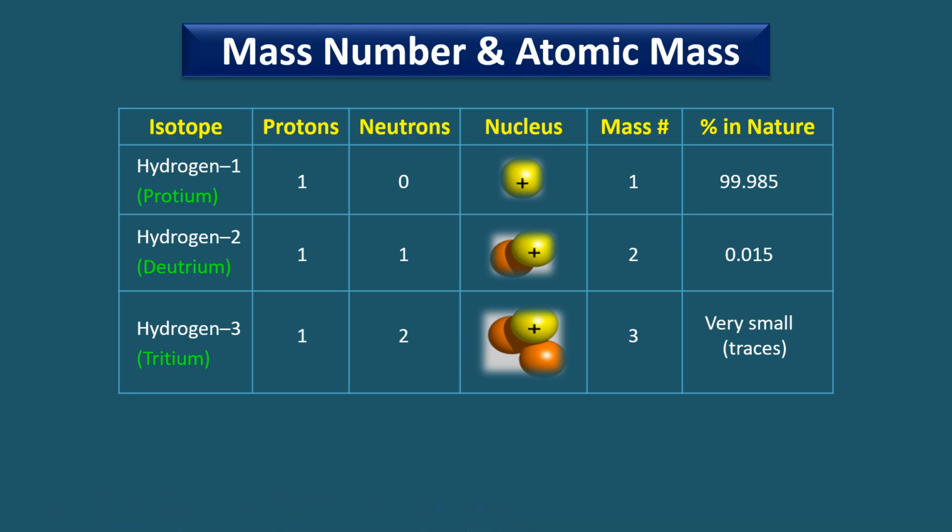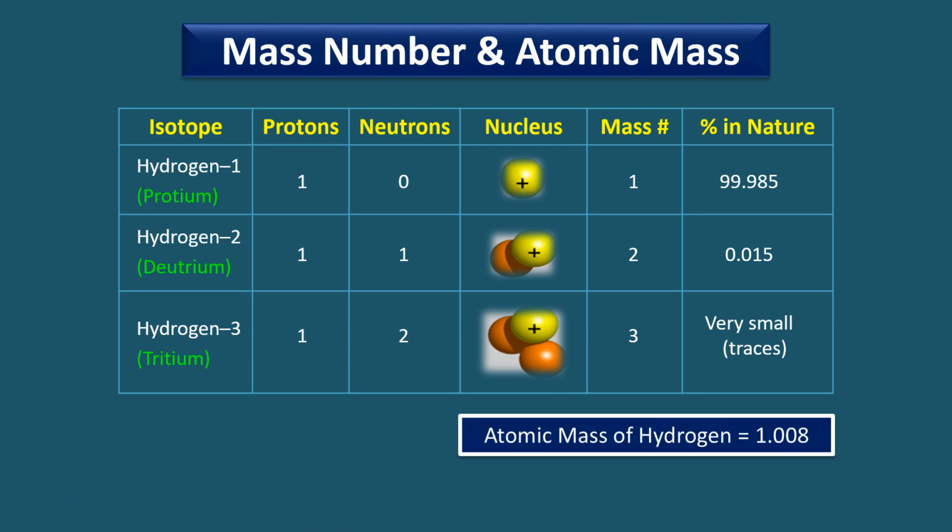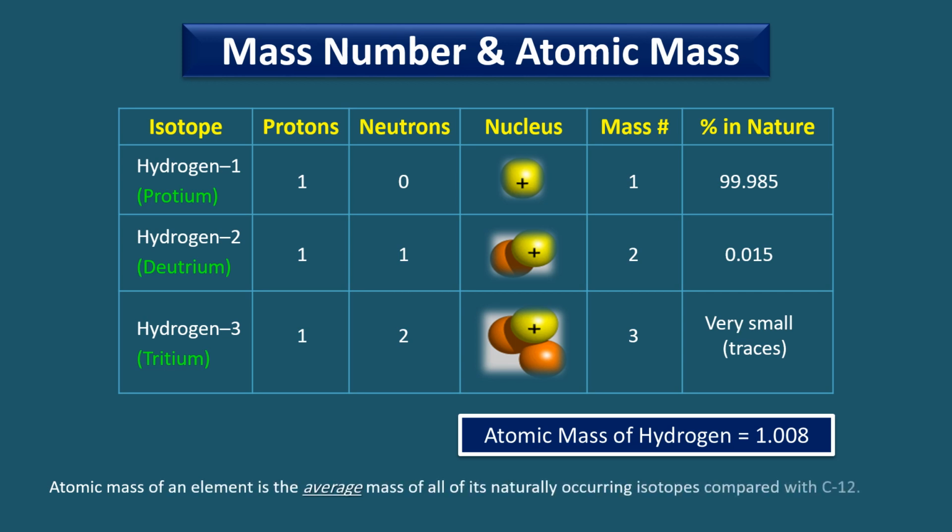As far as atomic mass of hydrogen is concerned, it is neither 1 nor 2 or 3. Rather, it is 1.008, which is very close to the mass number of protium due to its highest abundance. Actually, atomic mass of an element is the average mass of all of its naturally occurring isotopes compared with C12. This is to be noted that mass number is a whole number, whereas atomic mass is in fraction.